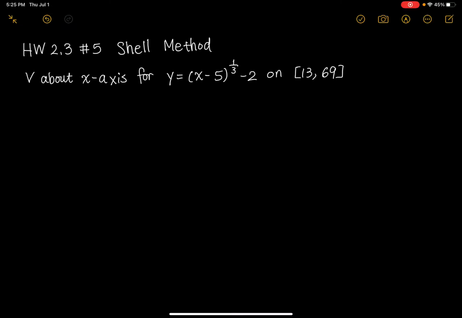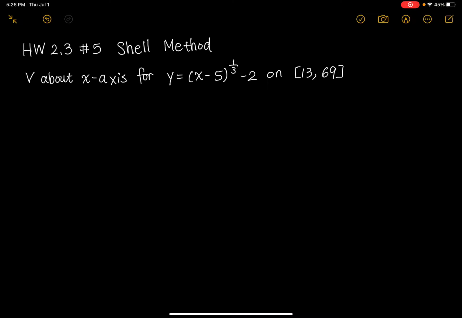So in section 2.3, we learn how to use the shell method to find volumes of revolution. And in this problem, we want to find a volume for this function y equals (x minus 5) to the 1/3 power minus 2 on the interval 13 to 69. You can solve this problem using the disk method, but sometimes the disk method might not be available.